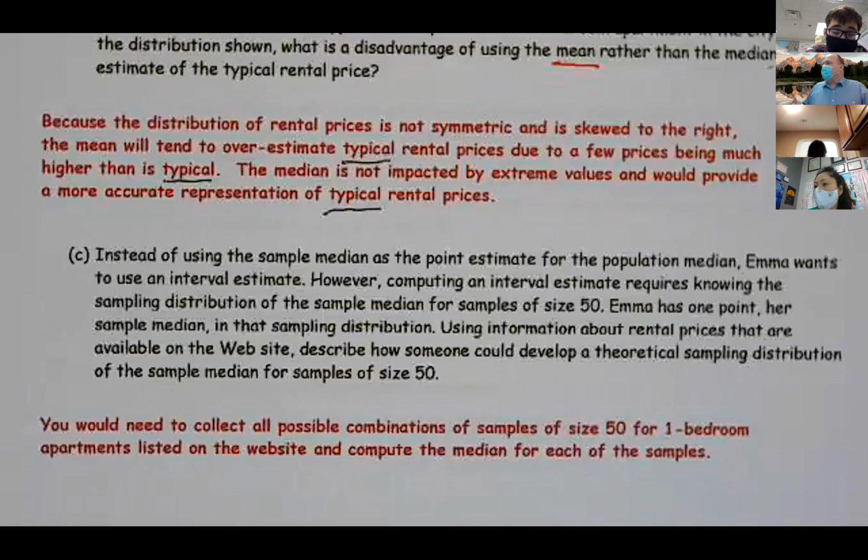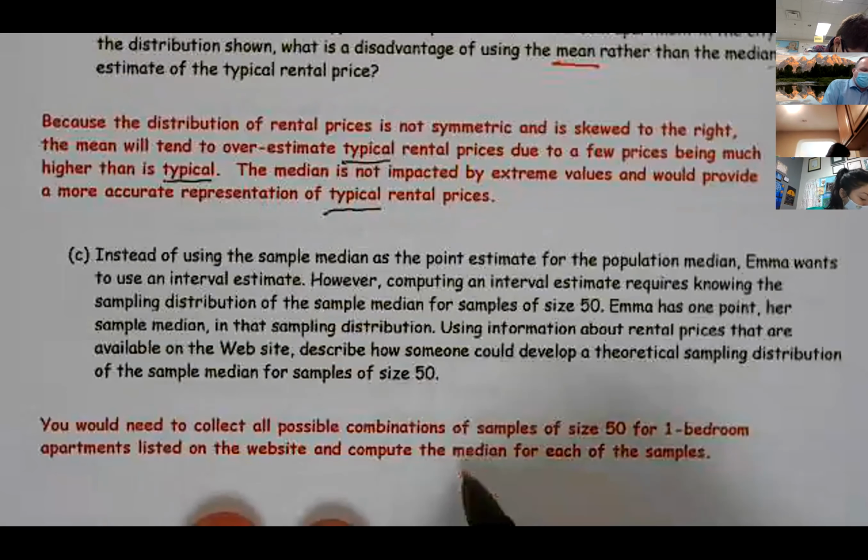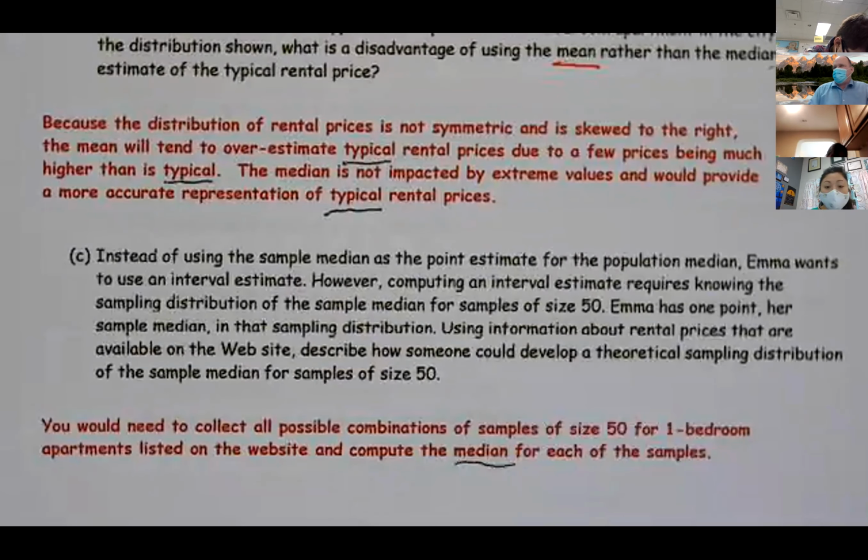So a sampling distribution is a listing of all possible combinations of that size. Whether that's the sample means, which we'll usually talk about, the sample mean is the listing of all possible means for that size, where here it's all possible medians. Be careful that in this problem you are talking about the median. Do not switch.